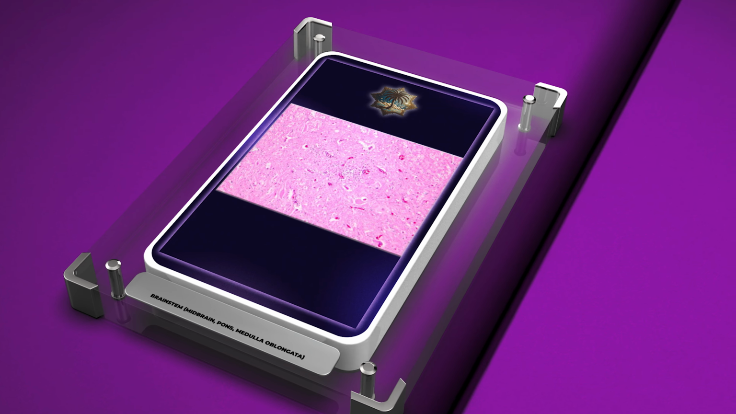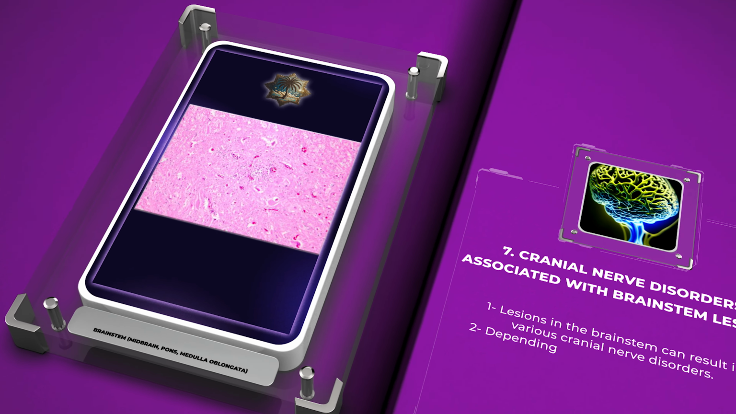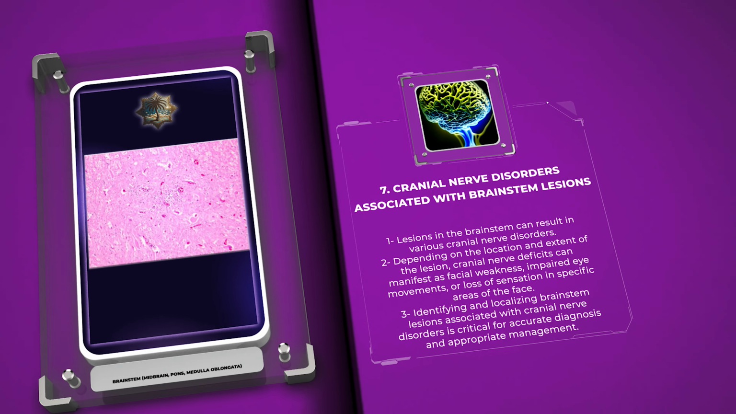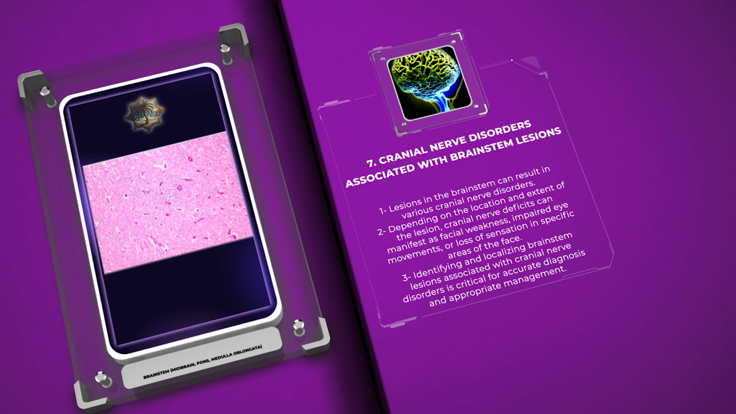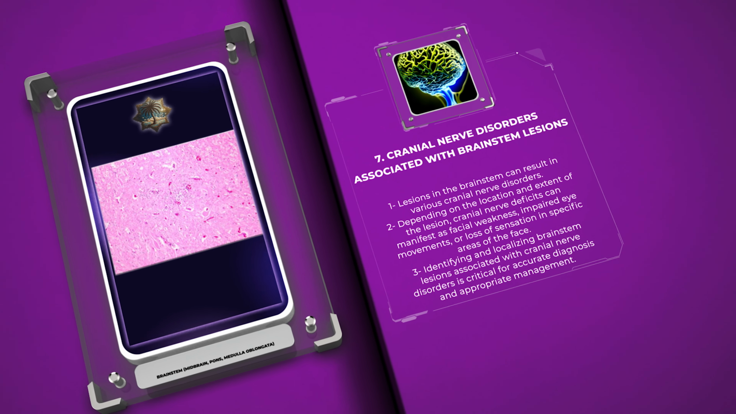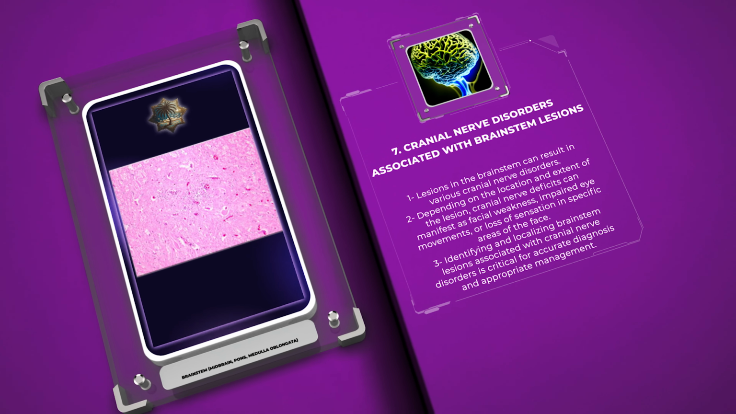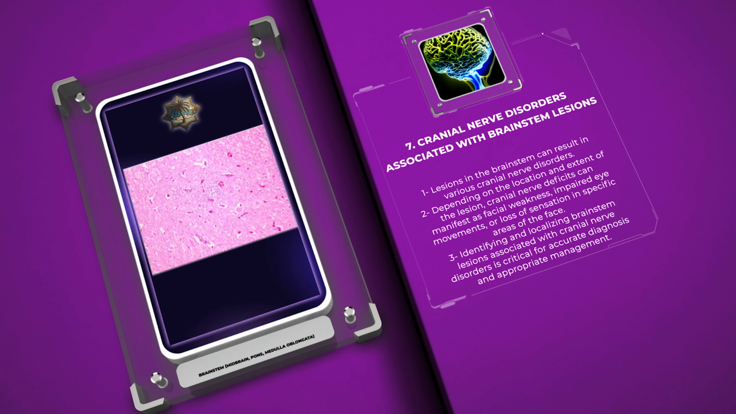Lesions in the brainstem can result in various cranial nerve disorders, leading to a wide range of symptoms and clinical presentations. Depending on the location and extent of the lesion, cranial nerve deficits can manifest as facial weakness or paralysis, impaired eye movements, or loss of sensation in specific areas of the face. For example, lesions affecting the facial nerve nucleus or its fibers in the brainstem can result in facial weakness or inability to close one's eye. Identifying and localizing brainstem lesions associated with cranial nerve disorders is critical for accurate diagnosis and appropriate management.